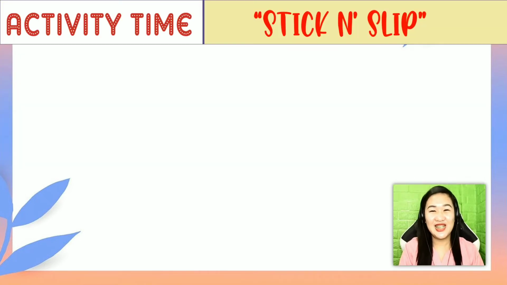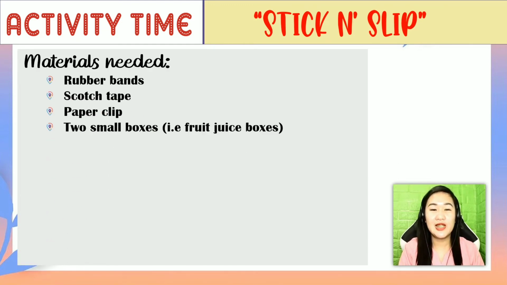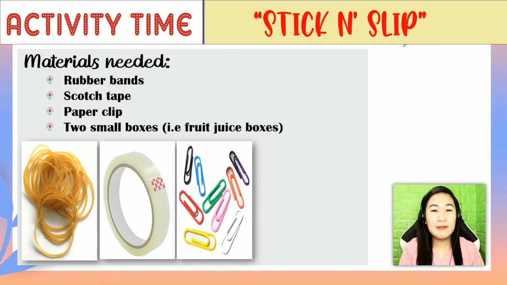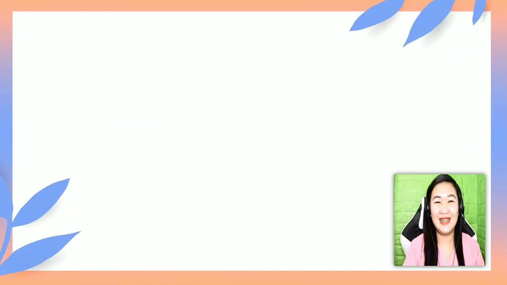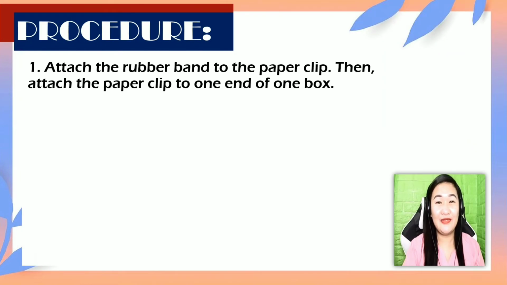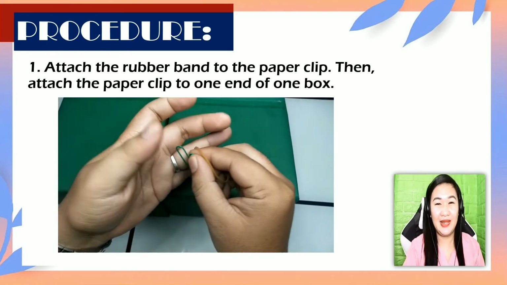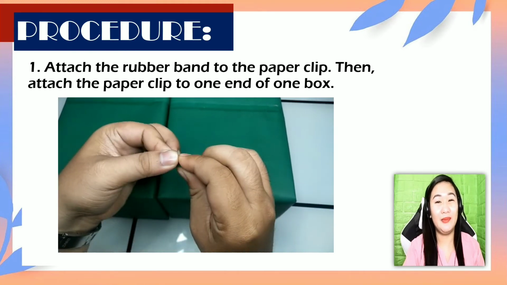This activity is called stick and slip. In performing this activity, we will be needing the following materials: rubber bands, scotch tape, paper clips, and two small boxes. The cartons that fruit juice boxes are packaged in are perfect. First, attach the rubber band to the paper clip. Then, attach the paper clip to one end of one box.